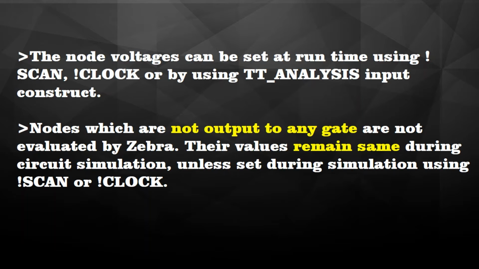Nodes which are not output to any gate are not evaluated by Zebra. Their values remain the same during circuit simulation unless set during simulation using scan or clock. So if any node is not an output to a gate but has been defined, its value will remain the same if we have not used it as an output.